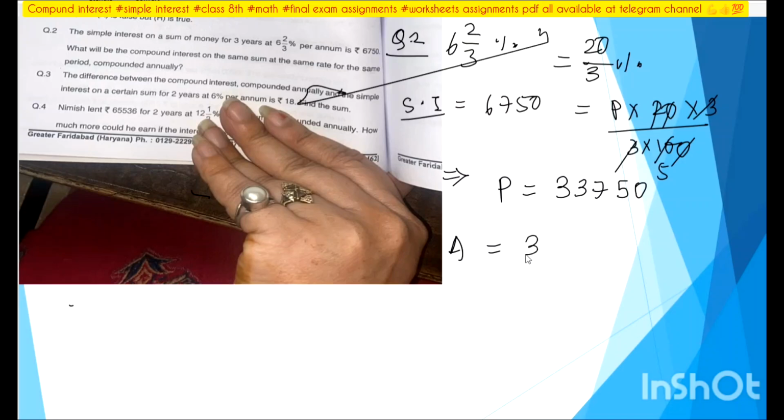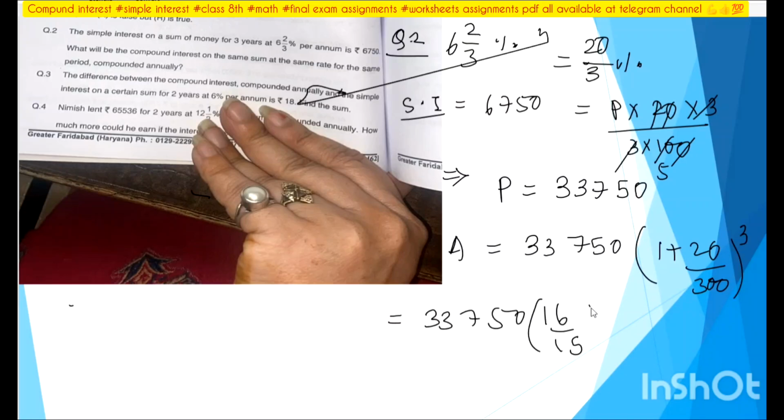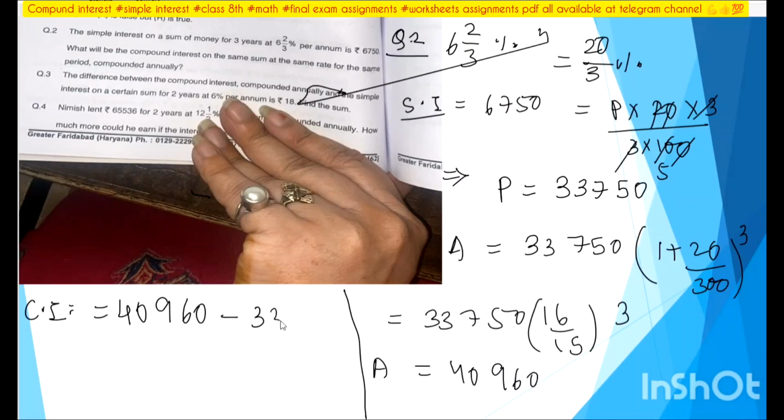Now my amount is what? For compound interest, 33750 into 1 plus 20 by 300 to the power 3, right? So it becomes how much? It becomes 33750 into 16 by 15 to the power 3. So my amount becomes 40960. Now since the amount is this, I can easily calculate CI. CI will be what? 40960 minus 33750. So it becomes 7210 rupees. Okay, 7210 rupees will be my answer.